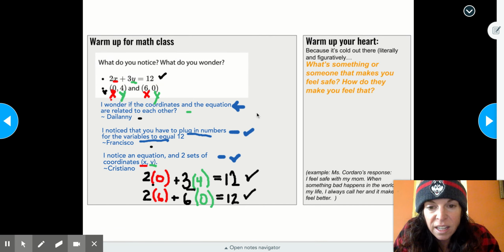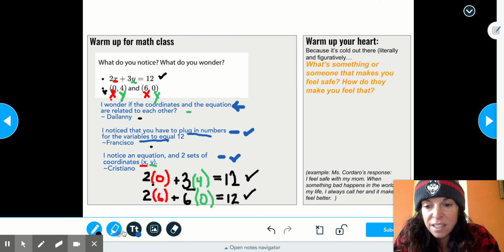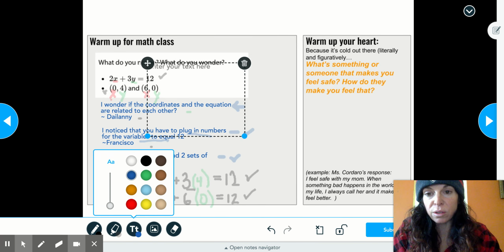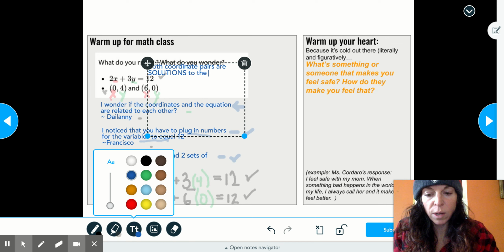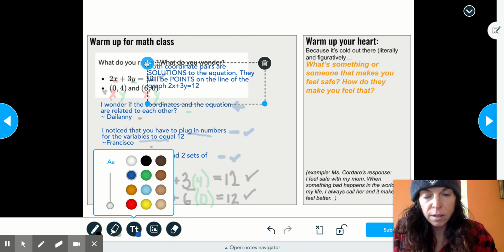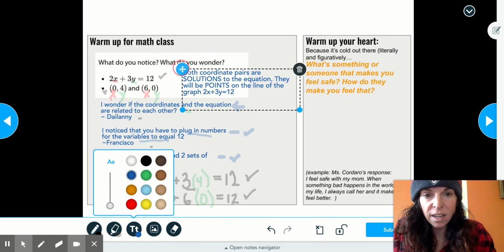So the answer to Deilani's wondering is yes, they are related. Both of these coordinate pairs are solutions to the equation. They will be points on the line of the graph 2x plus 3y equals 12. So that's what those coordinates mean, and that is how they are related.